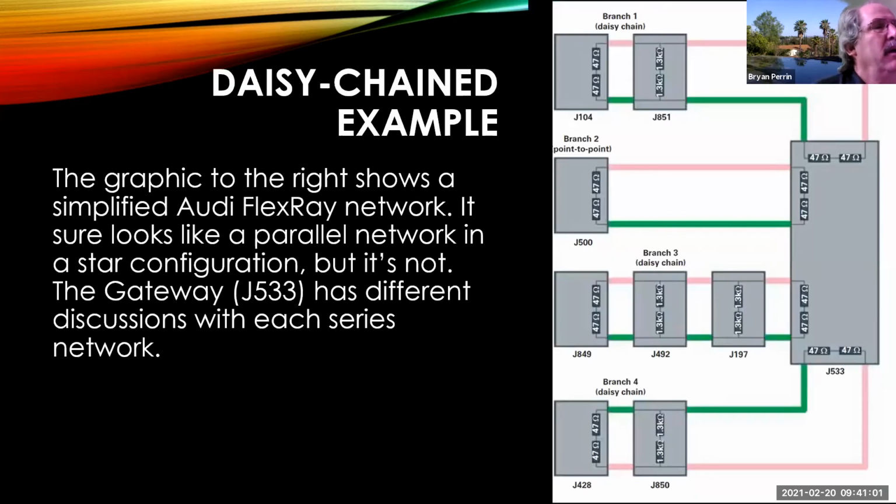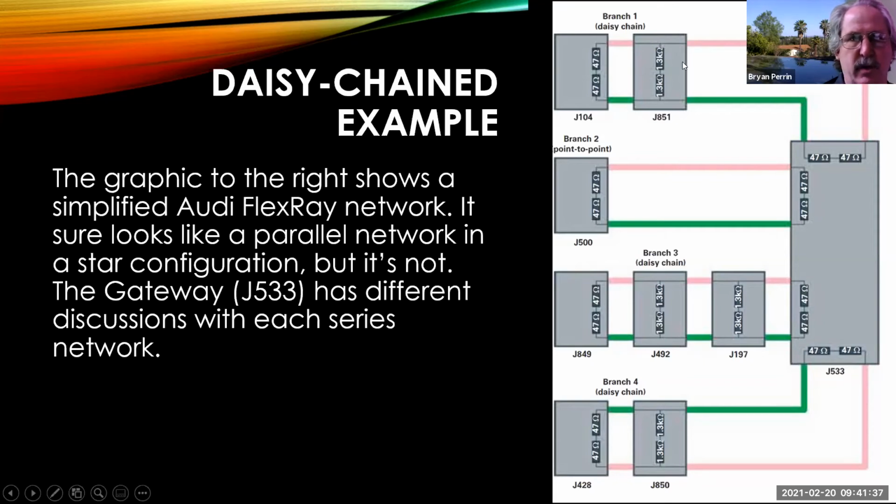So here's another example, a daisy chained example. This happens to be a FlexRay system. So this is kind of a combination of systems, in that I have a central gateway with four networks going to this gateway, but then I have these intermediate modules that are daisy chained in the middle. So this network is daisy chained. This one gets its own network to this module.